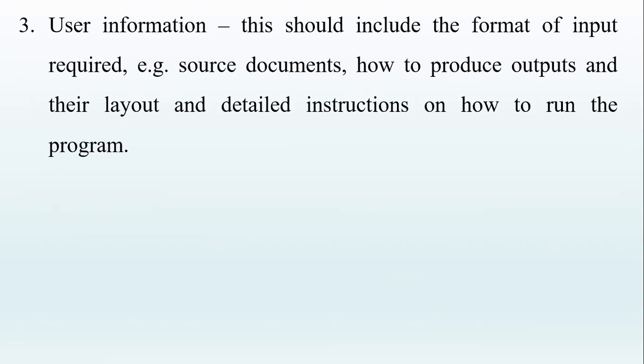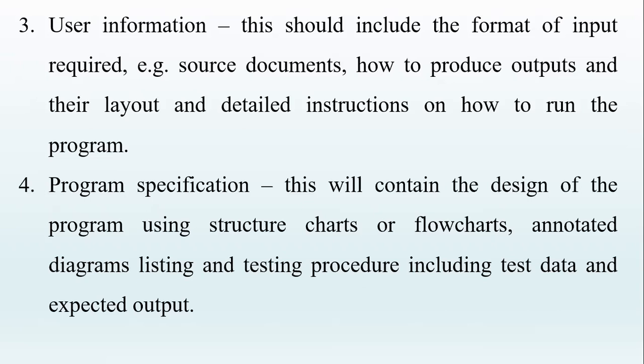Under the user information, we include the format of input required, for example, source documents, how to produce outputs and their layout, and detailed instructions on how to run the program. Under the program specification, we indicate the design of the program using structure charts or flow charts, annotated diagrams, listing, and testing procedures, including test data and expected output.